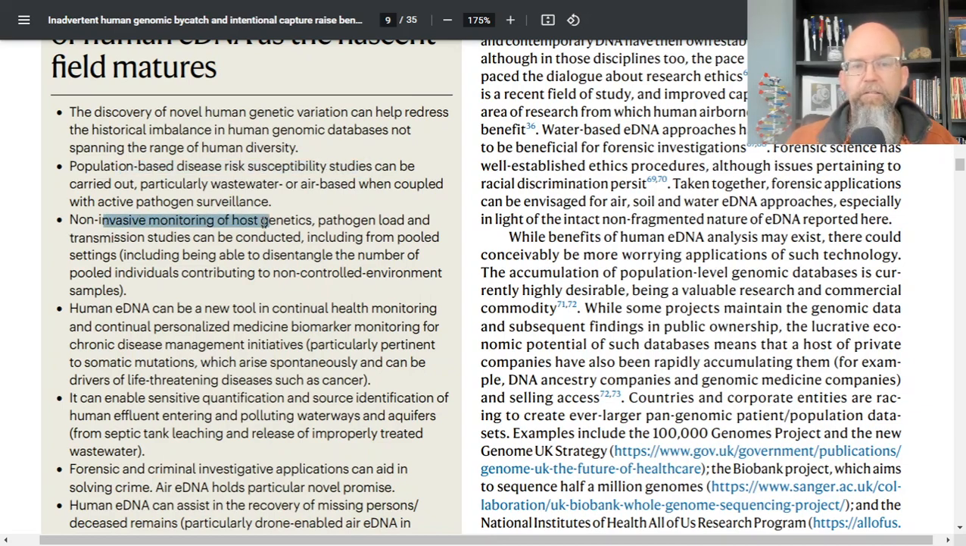It's a non-invasive way of monitoring things. I don't actually have to kill an organism or take a feather off. I don't have to cut a little piece off of an animal in order to extract its DNA, right? I just extract it from things it's left behind. You can do continual health monitoring, right? You can continue to sequence yourself by providing samples.